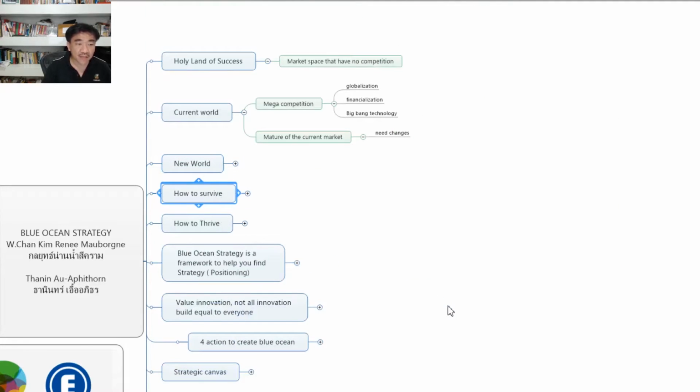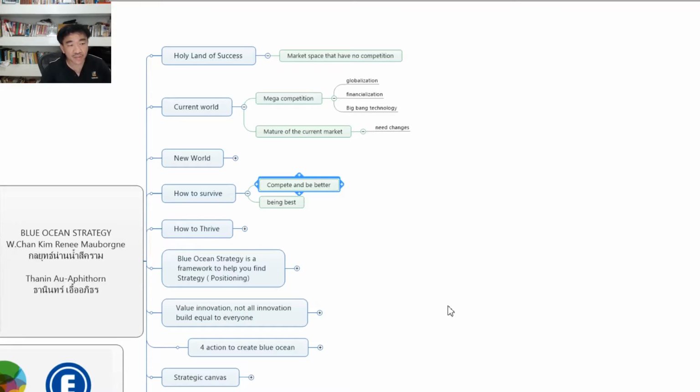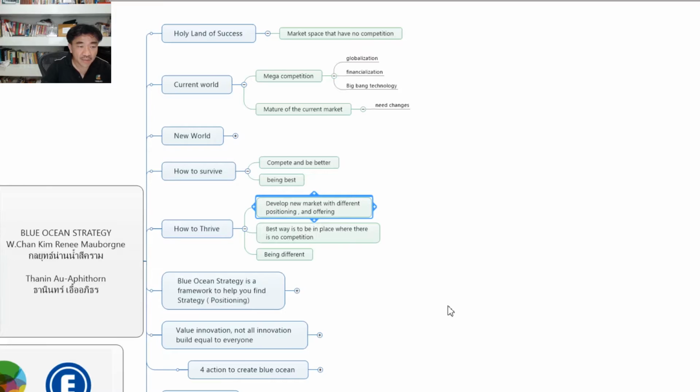So how to survive? It is very simple. If you want to survive, you just need to work hard, compete, and be better, or be the best in terms of success. But only a few companies can be the best. Only a few companies can be number one and number two in that red ocean. But how can you survive and thrive? So you need to develop a new, different segment, positioning, and offering. The best way is to place yourself in a place where there is no competition, or what we call being different.